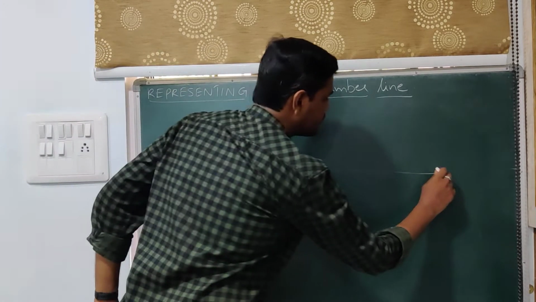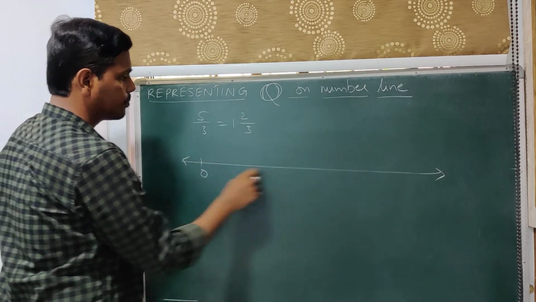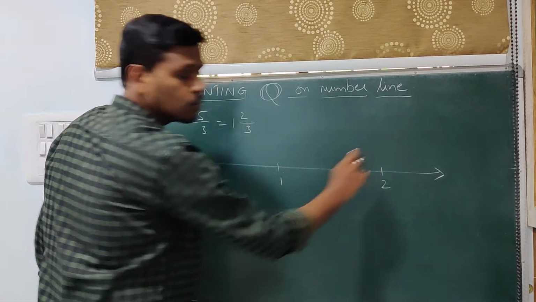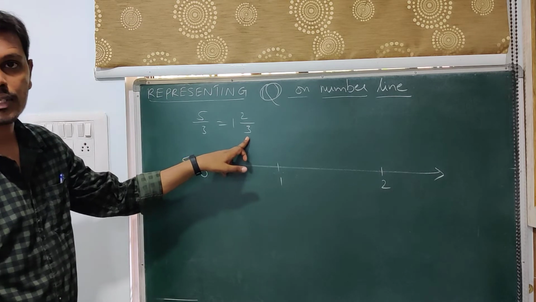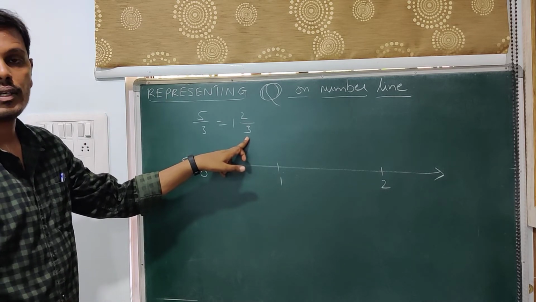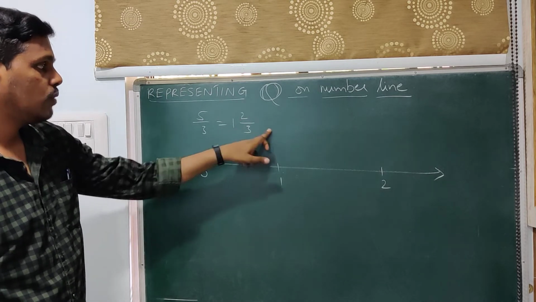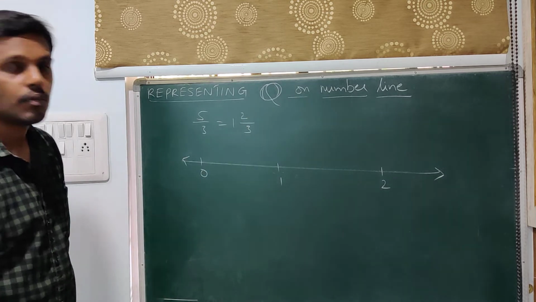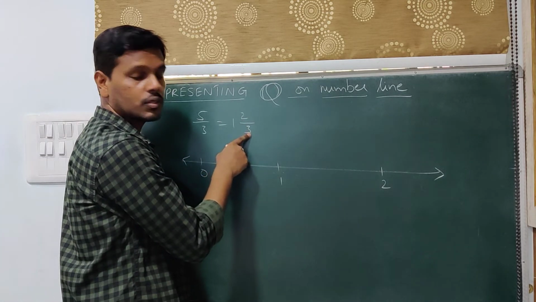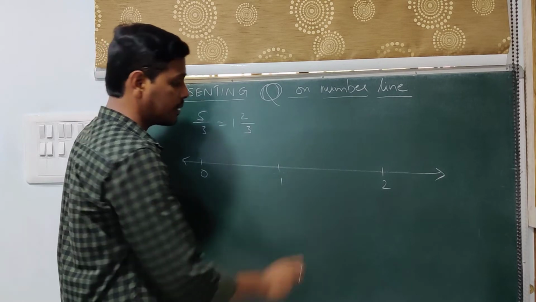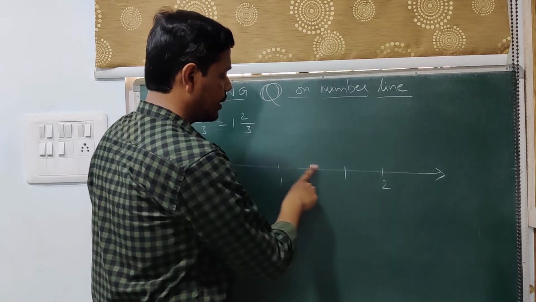So draw a number line, start with 0, 1, 2. Now here this denominator tells you into how many equal parts the space between 1 and 2 should be divided. So here the denominator is 3, so divide the space into 3 equal parts. 1, 2, 3.